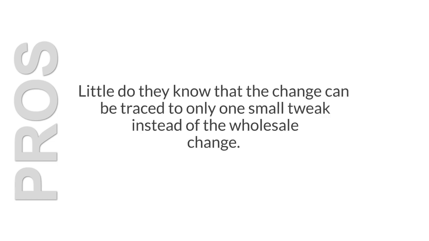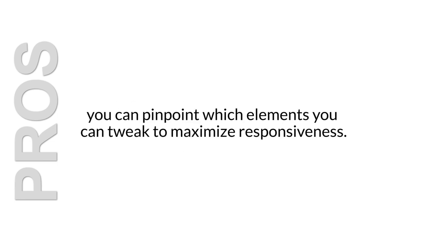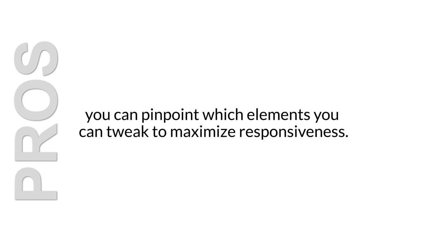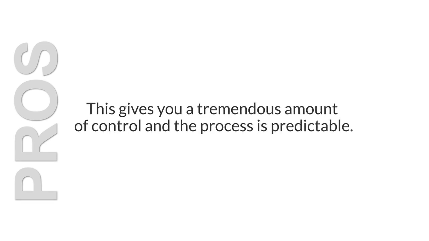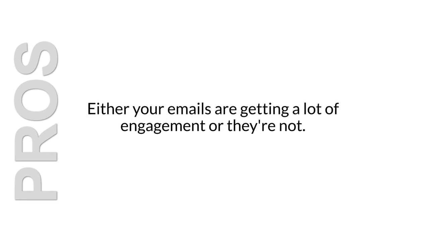They wouldn't know. With an element-by-element optimization model, you can pinpoint which elements you can tweak to maximize responsiveness. You're not relying on your intuition or gut feelings. This gives you a tremendous amount of control, and the process is predictable. It's also statistics-based. Either your emails are getting a lot of engagement, or they're not, so you optimize them.